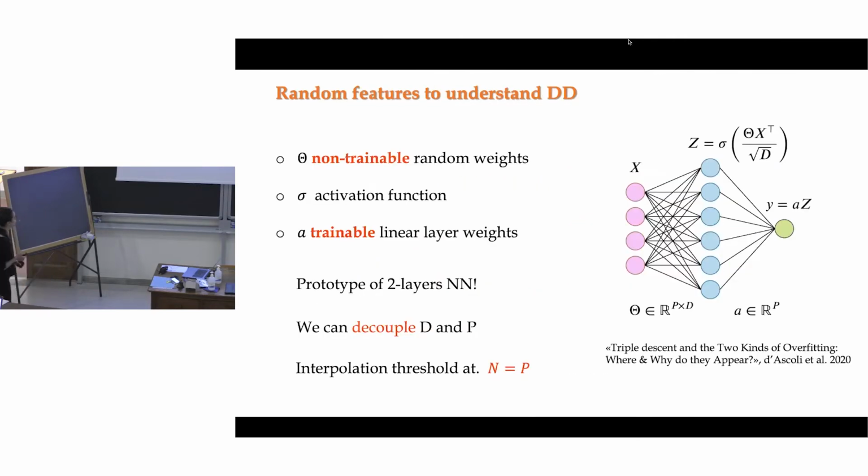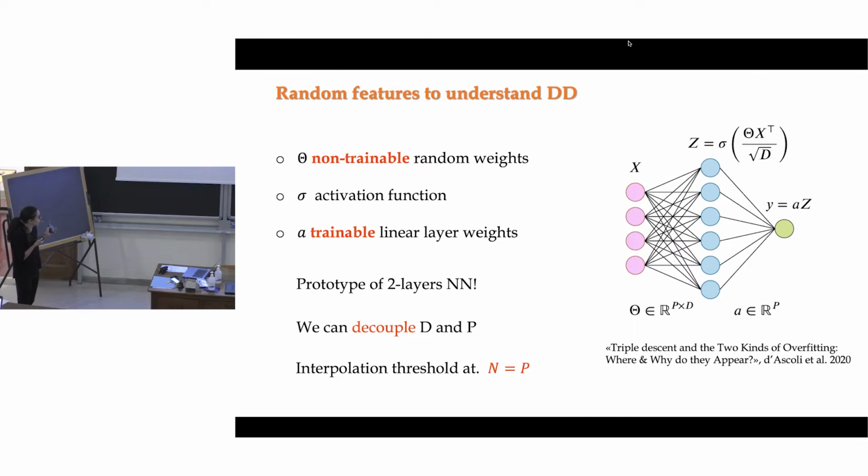Okay. How do we understand this? We do not, but we can rely on some sort of simplified model. And in particular, there is this random feature model that helps. And what is it? This is a sort of prototype of a two-layer neural network.